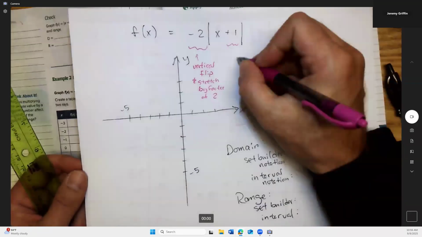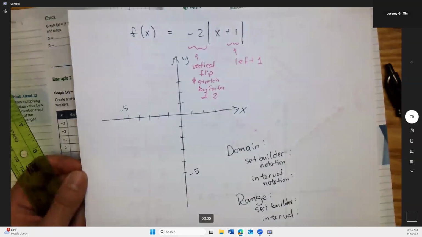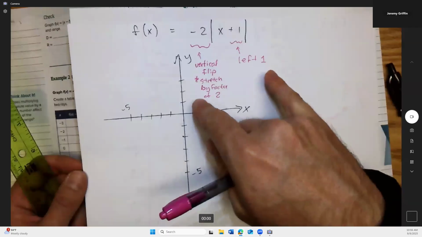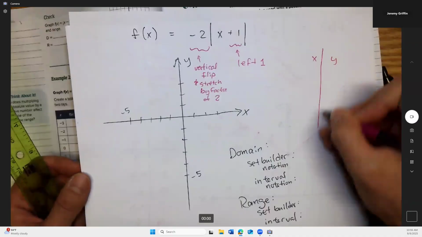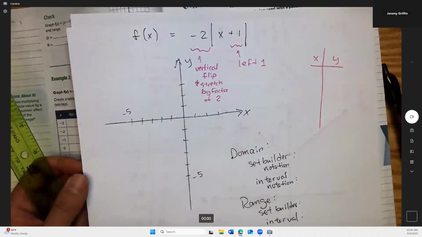Left. Yeah. Guys, this right here means go left 1 unit. Okay? Great. I'll show you both ways to graph this. I'll show you guys from the transformations what I think the graph's going to look like, and then we'll make an XY table. We'll plot a bunch of points, and I guarantee you all the points we come up with are going to match this transformation. You guys ready for that?